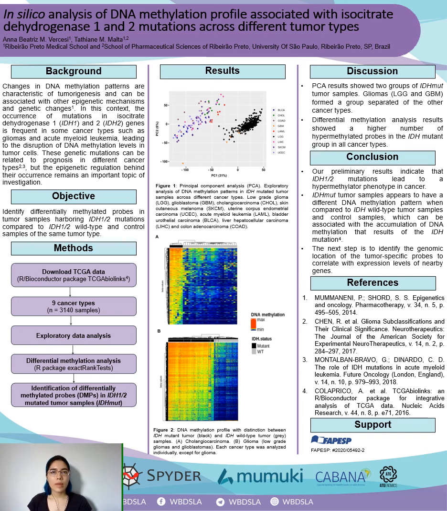For the final step, specific methylated probes in IDH mutant tumor samples were identified for each cancer type, following two analyses: IDH mutant tumor samples versus IDH wild-type tumor samples, and all tumor samples versus control samples for each cancer type. The cancer types were analyzed individually, with the exception of lower-grade glioma and glioblastoma, which were analyzed as a group.